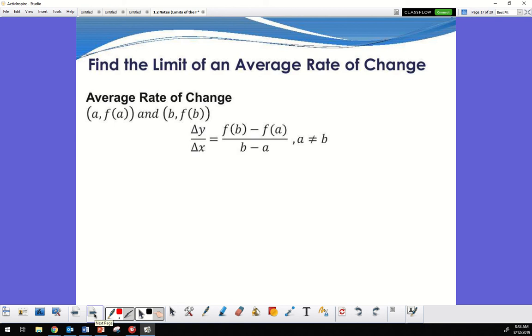Average rate of change. Is this a slope formula? Yes, that is the slope formula, isn't it? That's just the basic slope formula. So delta y over delta x, where delta implies the difference, the change. Mathematically, delta means change in between those values. All right.